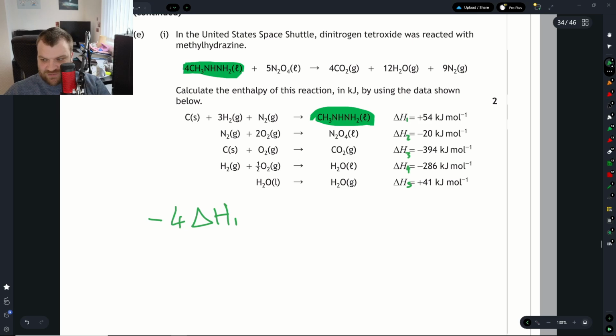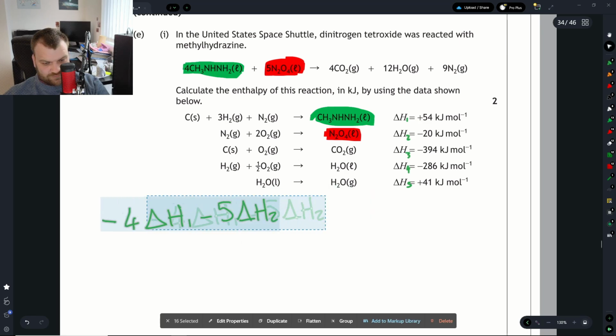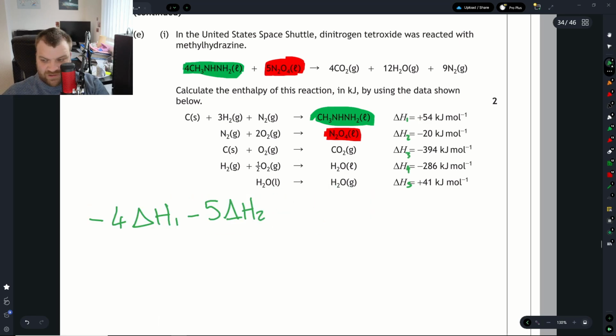Next up, go on to the next chemical. And that's going to be N2O4. When I look for it, we have it in this equation here. It is on the wrong side again. We need 5 of them this time. That's going to be negative 5 delta H2. If we keep on going, we will then get to our carbon dioxide. And our carbon dioxide gas is found in the third equation. It is on the correct side, but it's not the correct number of them. That means I'm going to add it, but I'm going to add 4 of that equation together.